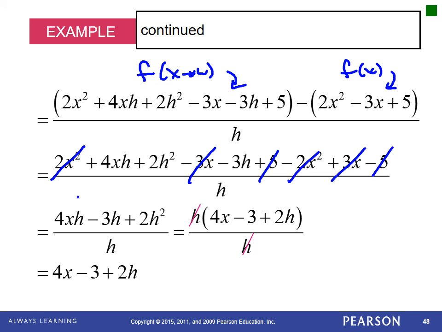You also should have, every single term should have an h in it. If you don't have an h in every single term, that means you did something wrong. Factoring out the h cancels, and there it is. There is a formula that will calculate slope given any x and given any h whatsoever.